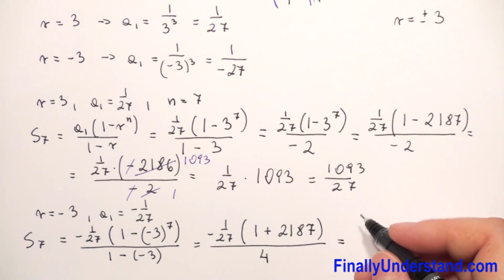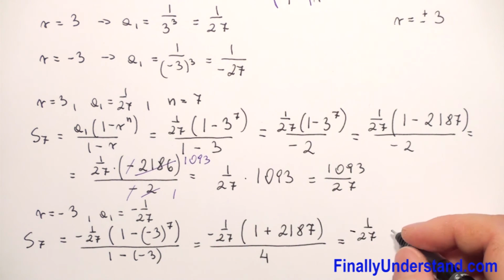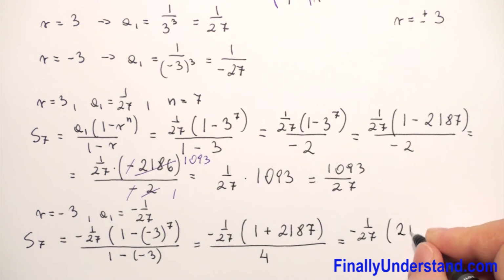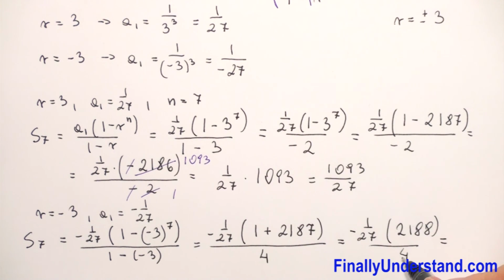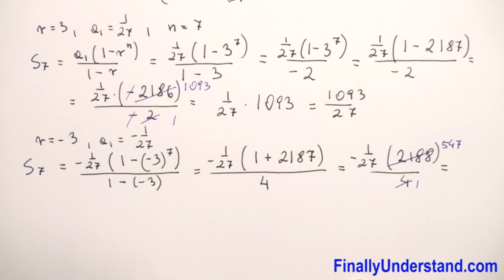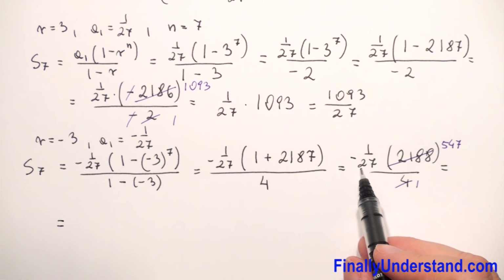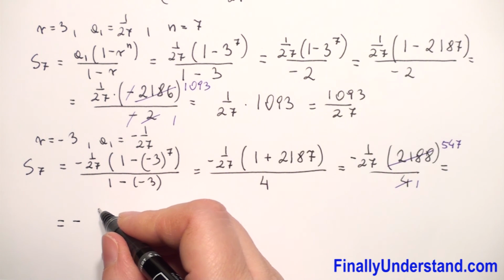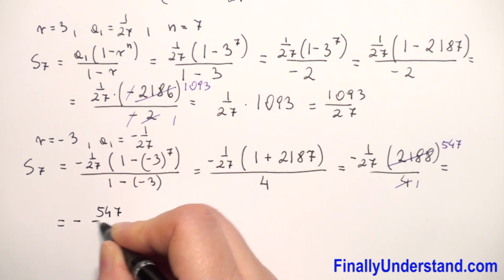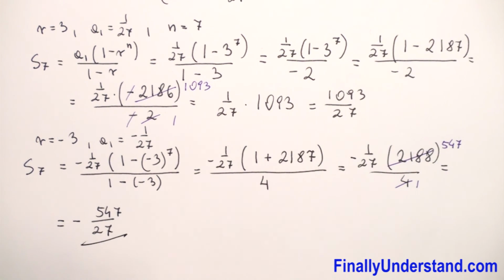So this is equal to -1 over 27, and in parentheses we will have 2188 over 4. We can reduce with 4, so it will be 1 and 547. So our sum will be equal to negative times positive, so it will be negative, and we have 547 over 27. So this is my solution.